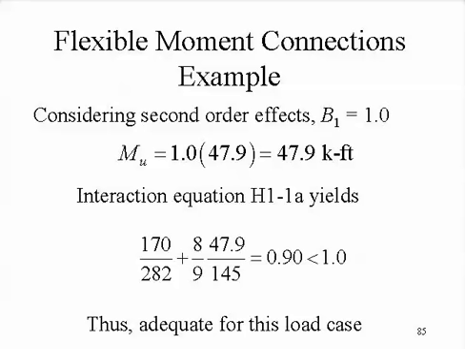Considered the second order effects, and the paper will show how the calculation of the B1 worked, but there was no amplification for the second order effects. And when we use the interaction equation, there's the applied load, the applied moment, and the strengths, we found that the ratio was 0.9, was less than 1. So for that load case, it looks like this system would be adequate in this simplified approach.